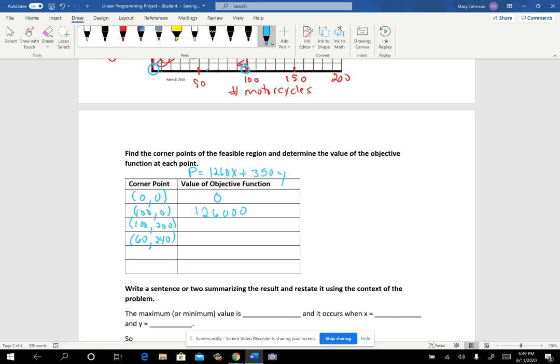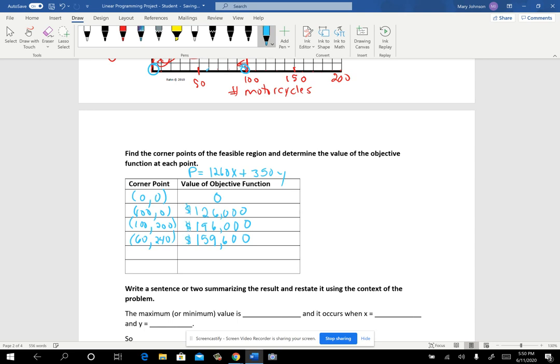Now I'm going to do 100 motorcycles and 200 bicycles. So I'm going to take 200 times the 350 and 100 times the 1260. I get 196,000. And then we're going to do 60 motorcycles together with 240 bicycles. And that turns out to be 159,600.